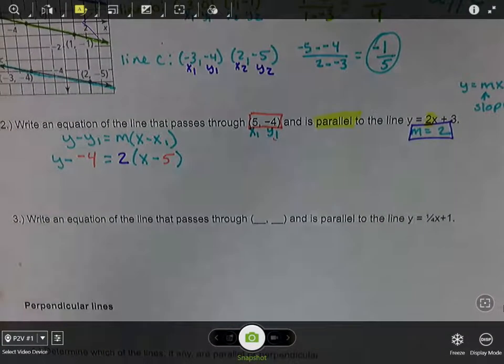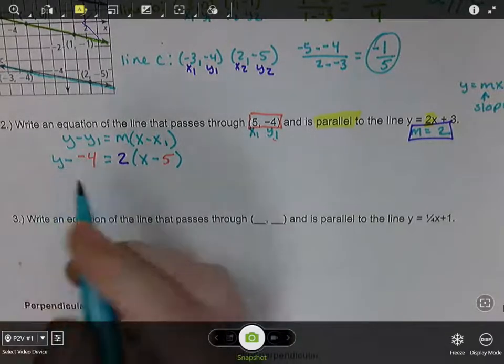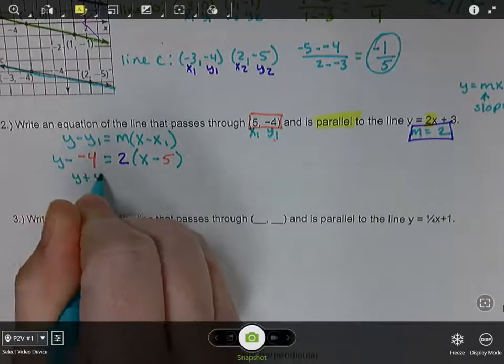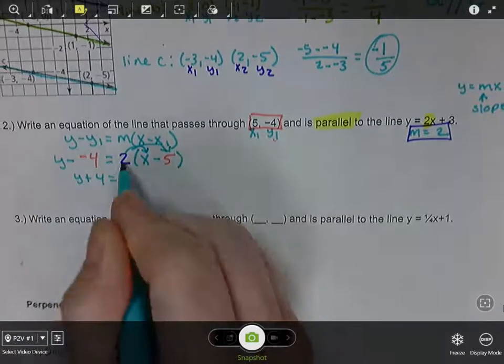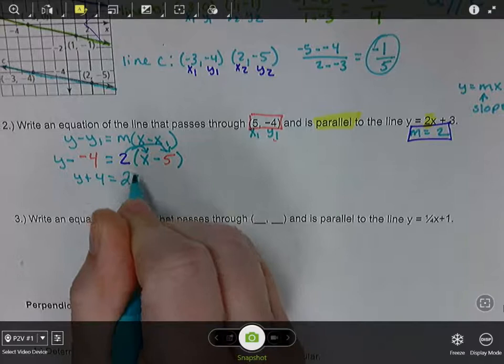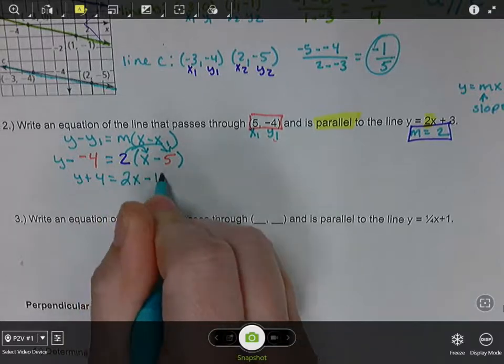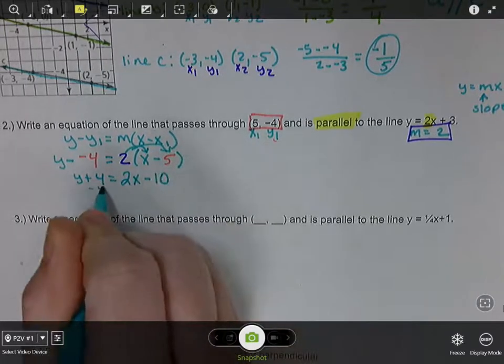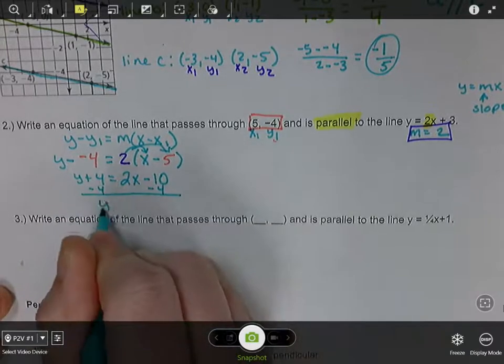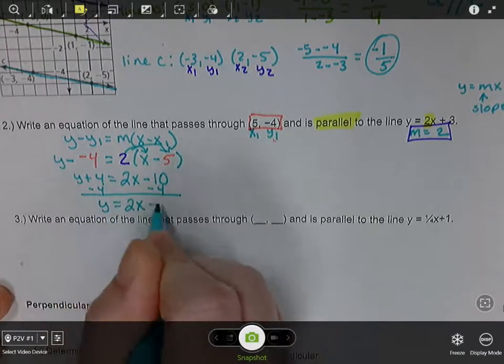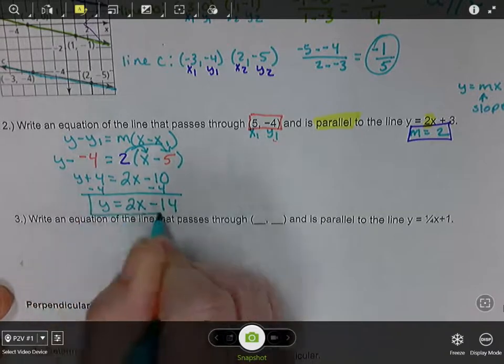Okay. All right, so now you're going to simplify this. Y minus negative 4 would be y plus 4. And you have to distribute the 2. So 2 times x is 2x, and 2 times negative 5 is negative 10. And the last step is to subtract this number over to the constant on the other side. So you get y equals 2x minus 14. And that is it.